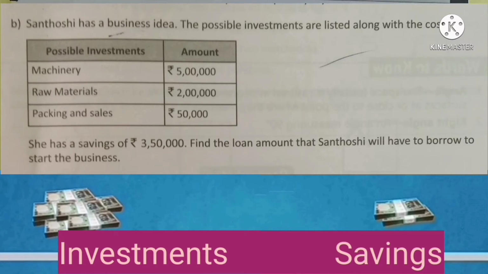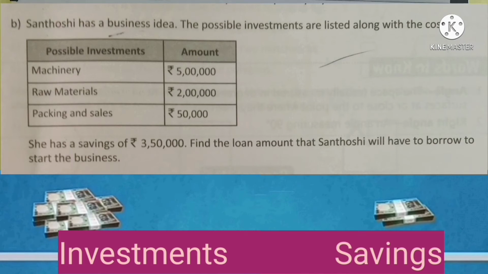B question. Santoshi has a business idea. The possible investments are listed along with a cost: machinery rupees 5 lakhs, raw materials rupees 2 lakh, packing and sales rupees 50,000. She has savings of rupees 3 lakhs 50,000. Find the loan amount that Santoshi will have to borrow to start the business.